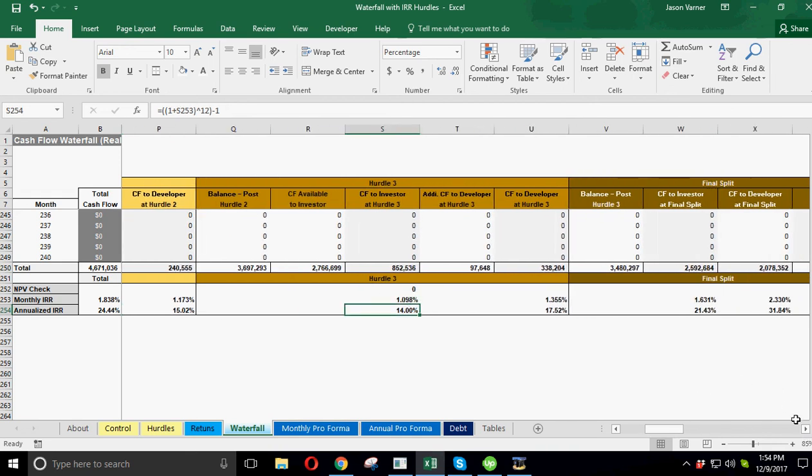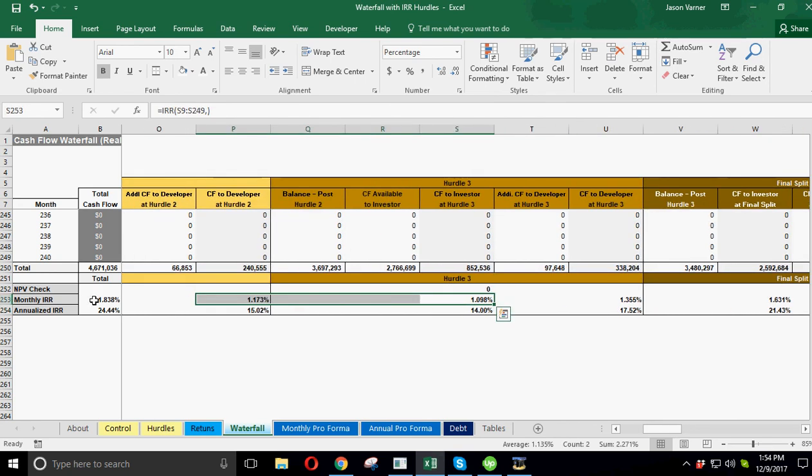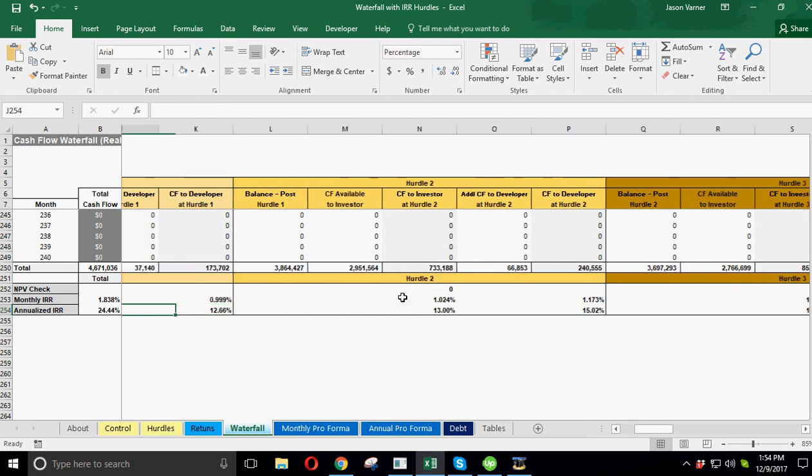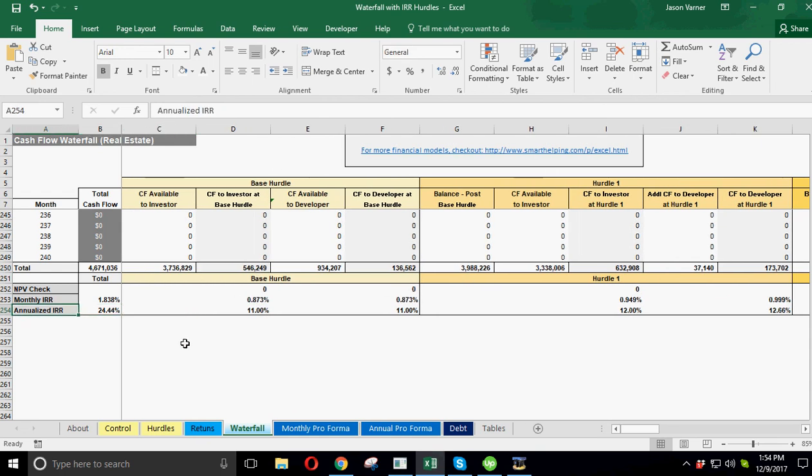See 14, and then the final split will always be not a clear number because it's taking the aggregate of all of these. So whatever's at 14% or that hurdle rate, this hurdle rate, that hurdle rate, and it's combining everything. And you see here's the project analyzed IRR is 24. That's just before anything gets split, it's 24%.